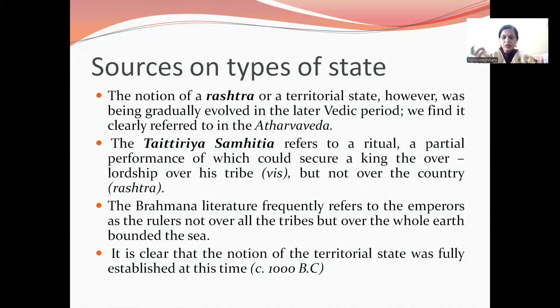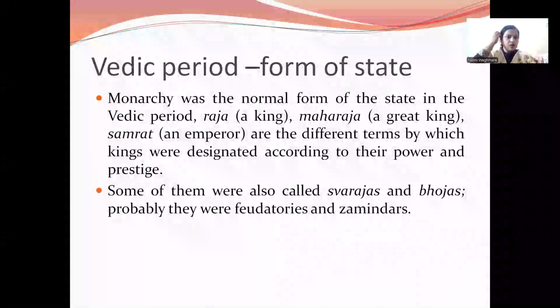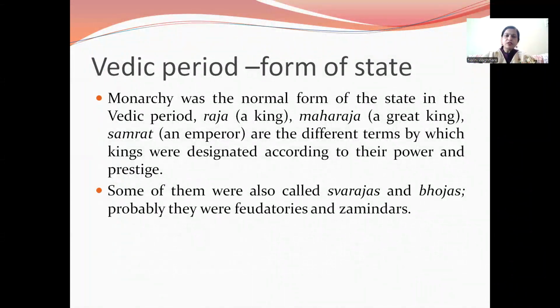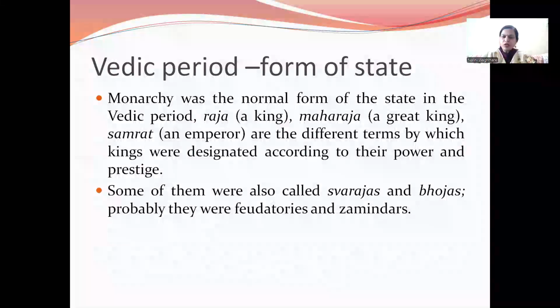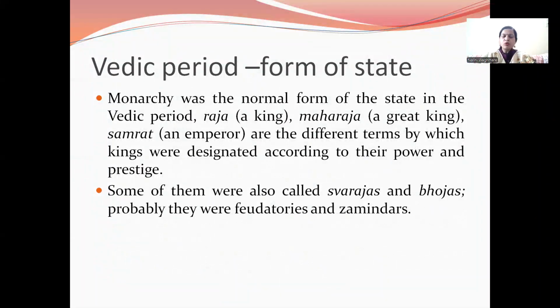In 1000 BC, in the Vedic period, monarchy was the normal form of state. Raja, the king; Maharaja, a great king; Samrat, an emperor, are the different terms by which kings were designated according to their power and prestige. Some of them were called Swarajas, Bhojas. Probably they were feudatories and zamindars.